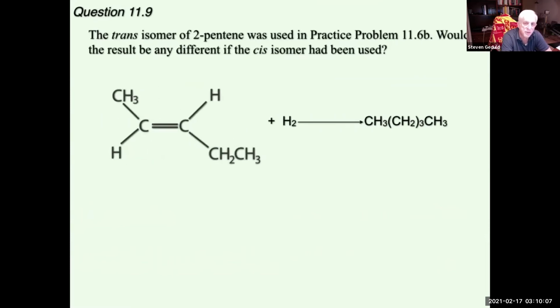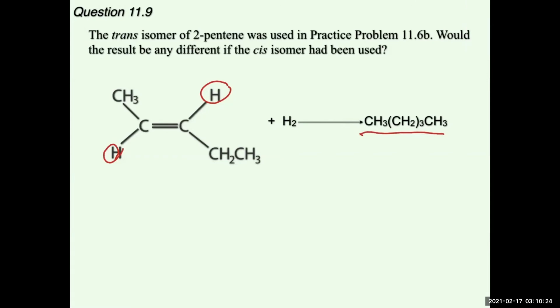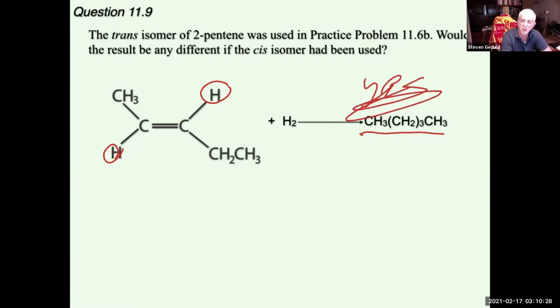So the trans isomer of 2-pentene was used in the problem. Would the result be any different if the cis isomer was used? So here's the trans, and this is what we ended up with. Would the result be the same if we use the cis isomer? Yes or no? Yes, perfect. It would be the exact same. It would make no difference because all you're doing is making it into single bonds.